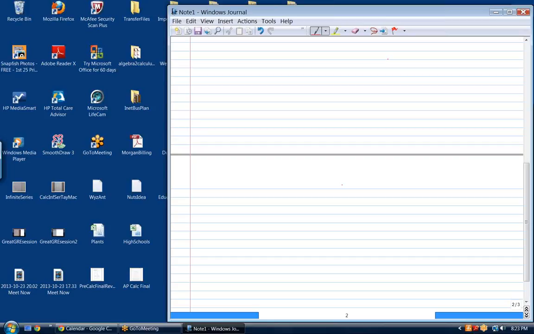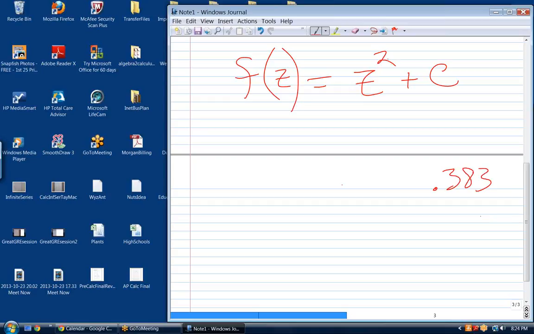Well, if you don't have any other problems to cover, in the book there is one about fractals. The fractal at left can be described by the function f of z equals z squared plus c. And if c equals 0.383 plus 0.11i, find the first two output values of the function. Use z equals 0 as first input value.